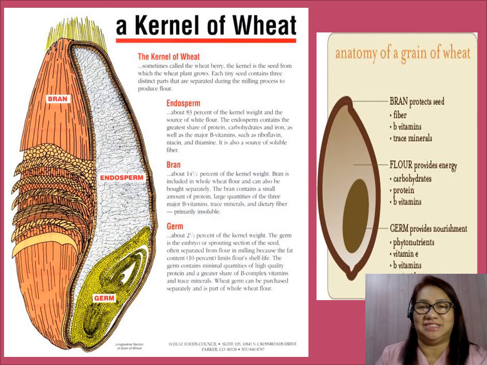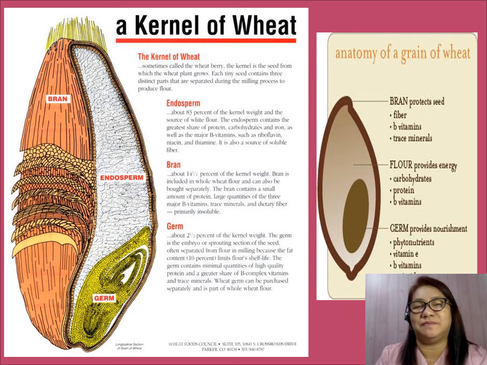On this slide is the kernel of wheat, sometimes called the wheat berry. The kernel is a seed from which the wheat plant grows. Each tiny seed contains three distinct parts that are separated during the milling process to produce flour. We have the endosperm, the bran, and the germ.